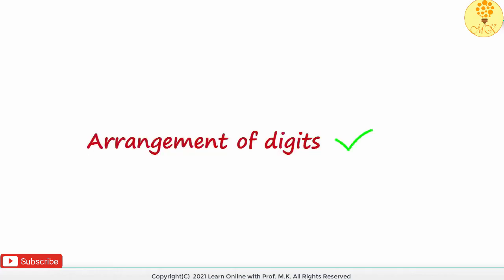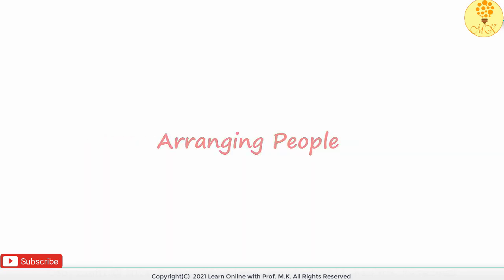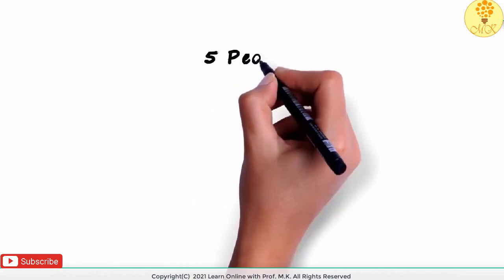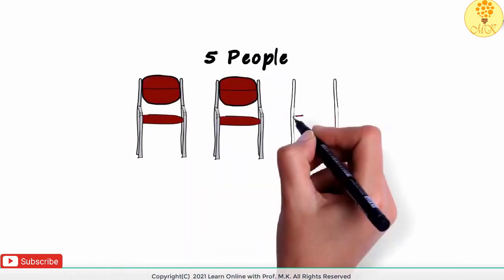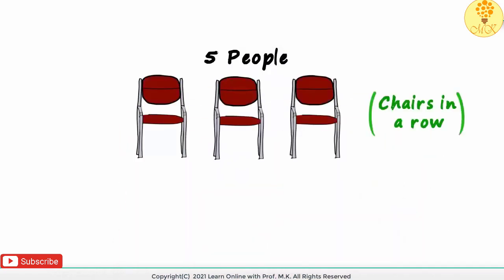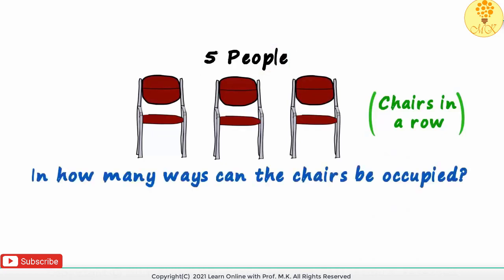Of digits, let's try arranging people. Say we have 5 people and we have just 3 chairs. The chairs are placed in a row or in a straight line. 5 people and 3 chairs. With this situation, in how many ways do you think can these chairs be occupied?